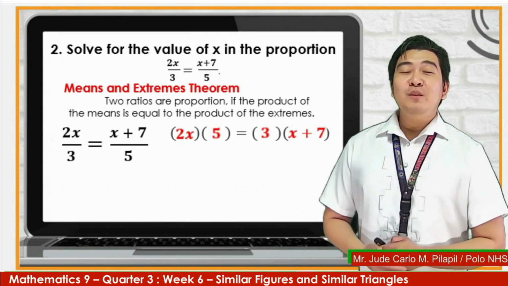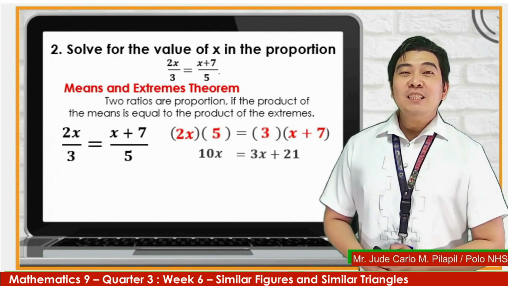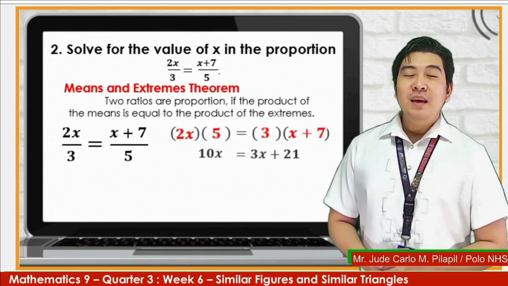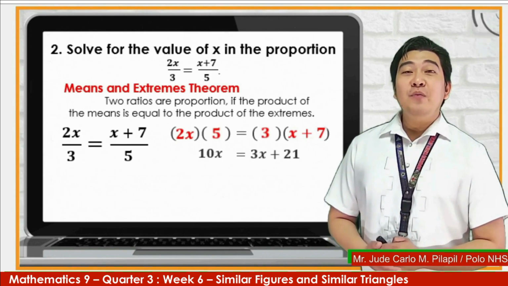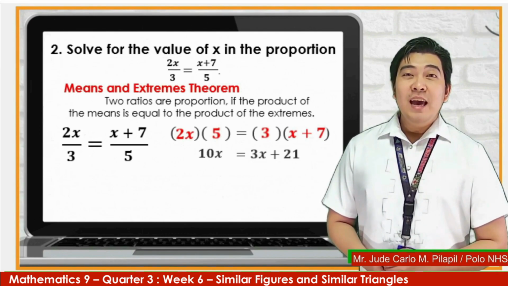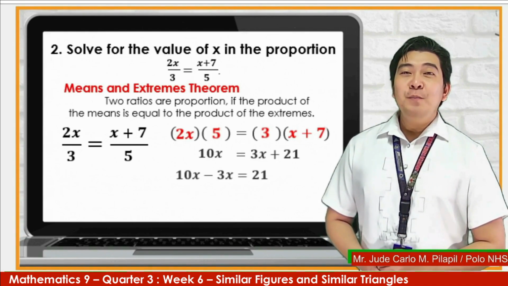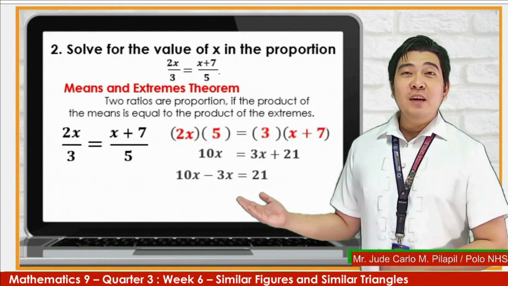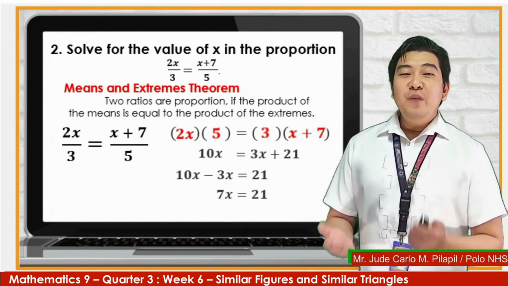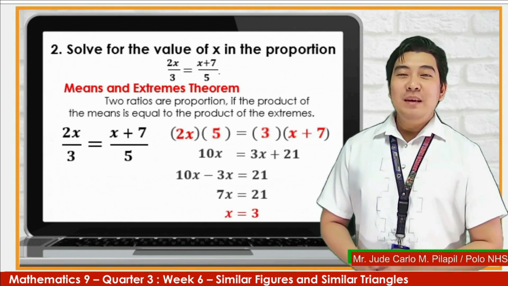Multiplying 2x times 5, that will be 10x, is equal to 3x plus 21 after applying distributive property. Then we apply addition property of equality by adding negative 3x to both sides of the equation. Hence, we have 10x minus 3x is equal to 21. Simplifying this equation, we will be having 7x is equal to 21. Divide both sides by 7. Therefore, we have x is equal to 3.